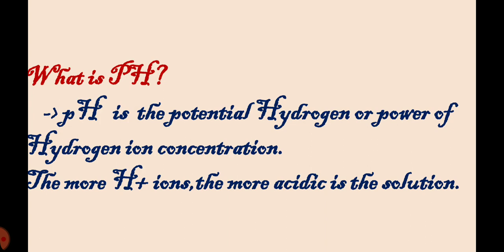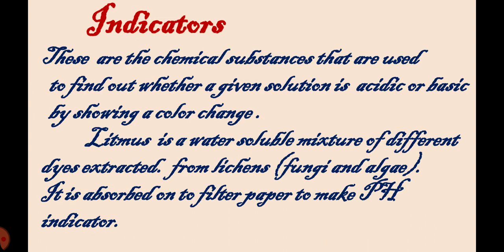Let us understand what is pH, children. pH is the potential of hydrogen or power of hydrogen ion concentration. The more hydrogen ions, the more acidic is the solution. That is, if hydrogen ions are more, then the substance is more acidic. If hydrogen ions are lesser, then the substance is less acidic. If the pH of a substance is less than 7, then the substance is acidic. If the pH of any substance is more than 7, then the substance is a base.